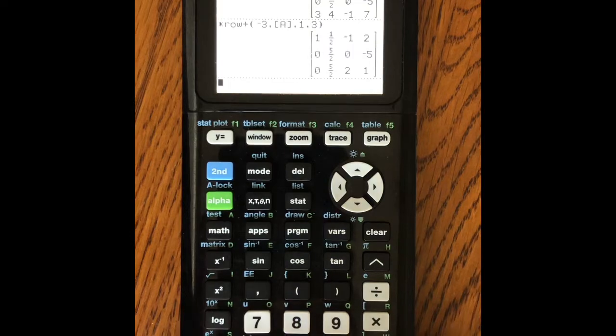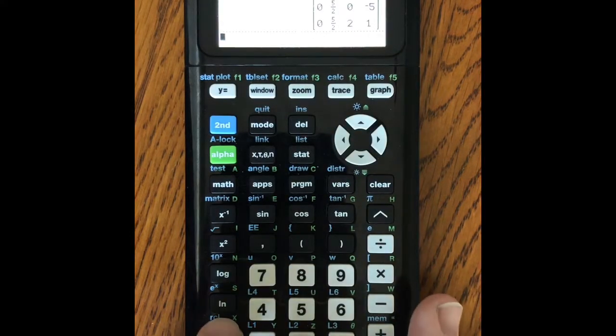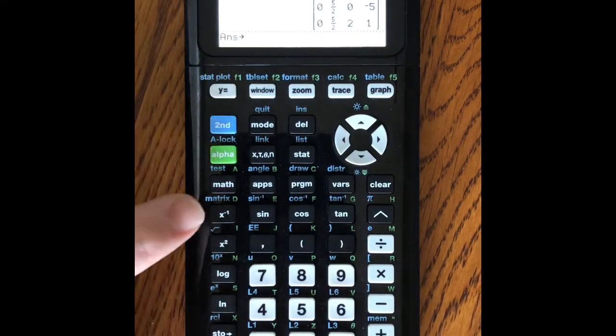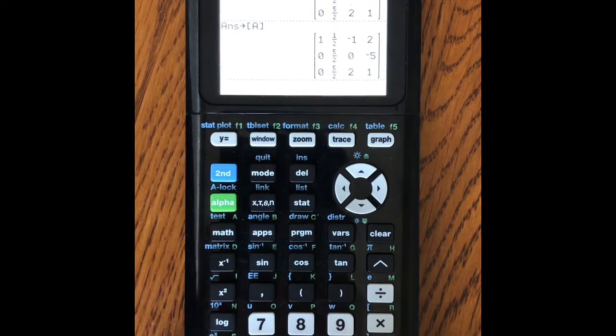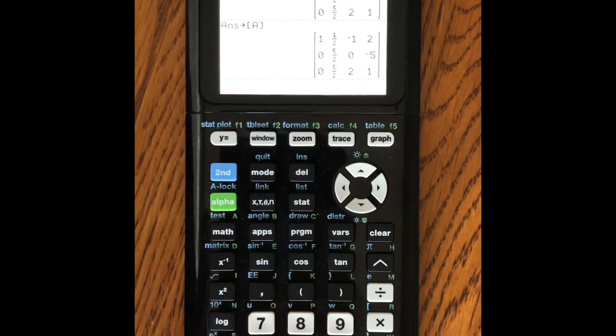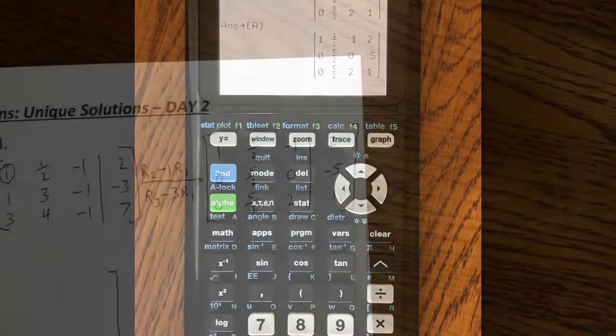And then again, before you do anything else, you always hit what? Store, and then the matrix you're working on, which we're working on matrix A. Hit enter, now it's locked in. So now I'm gonna put this information on my paper.